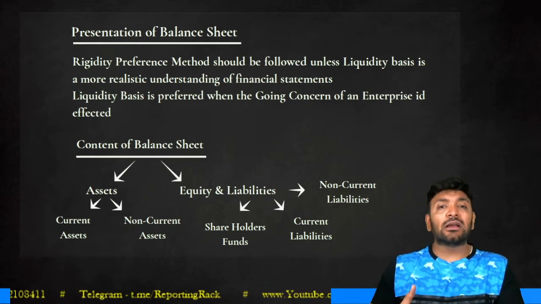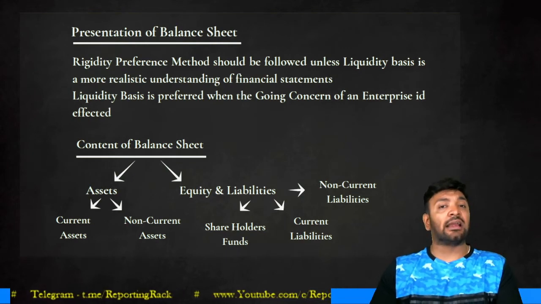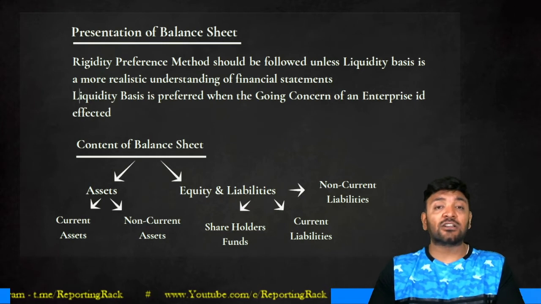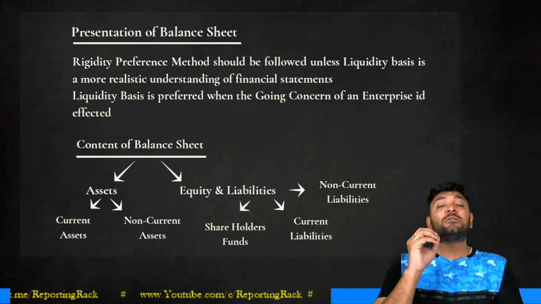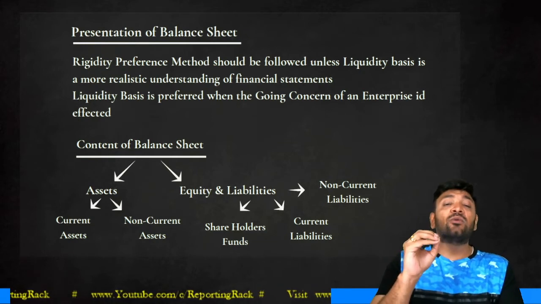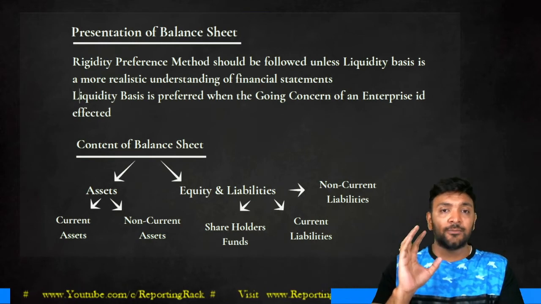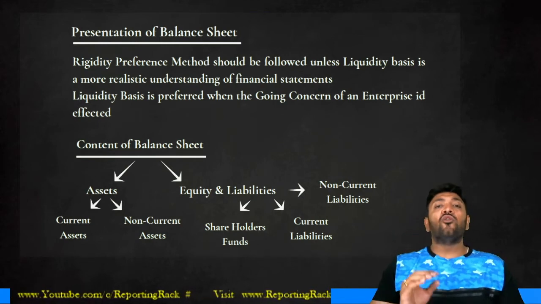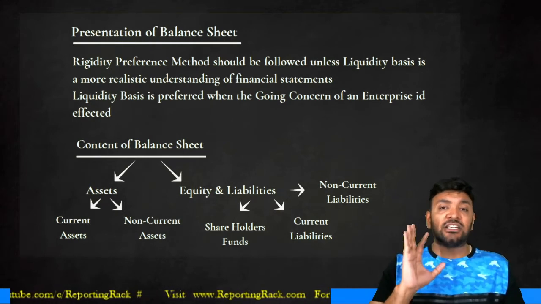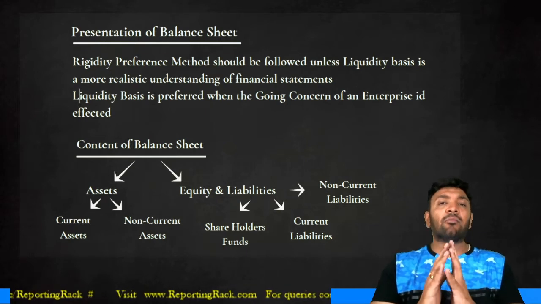This concept of going concern getting affected will also be seen as a part of Ind AS 10, events occurring after the balance sheet date. Clear? So what am I saying? As far as presentation of the balance sheet is concerned, it should always be presented on the rigidity preference method, unless liquidity is a more realistic understanding of financial statements. Clear? Now, what is the basic minimum content in the statement of balance sheet?